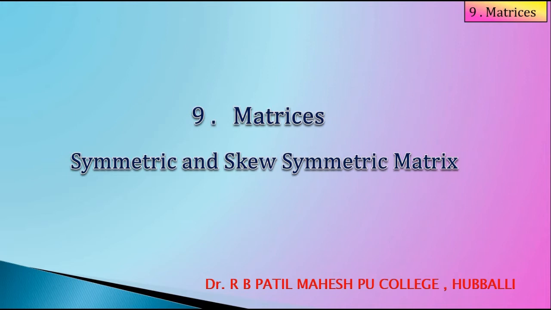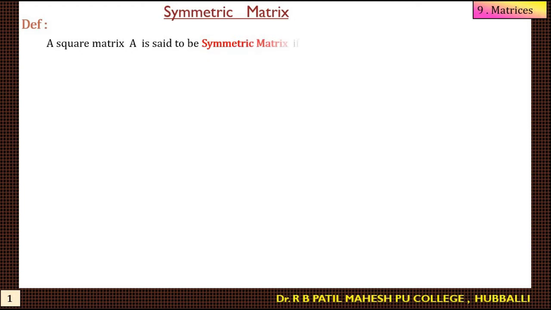Now let me go for the first definition, of symmetric matrix. A square matrix A is said to be a symmetric matrix. Remember, the matrix should be square. A square matrix A is said to be symmetric if A dash is equal to A, which means that when you find the transpose of A, the result is the same matrix. That means we should get the same matrix. Then such a matrix is called a symmetric matrix.